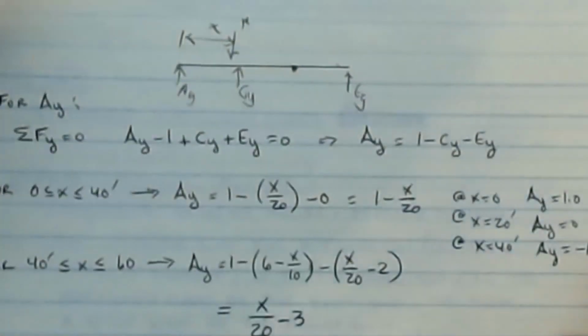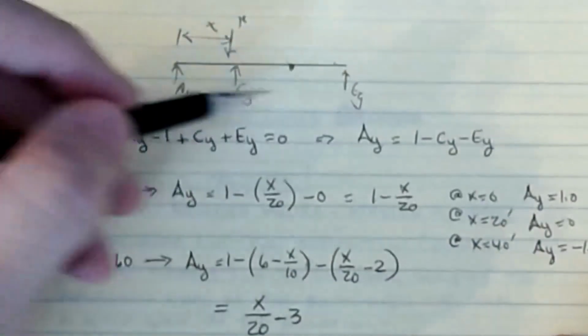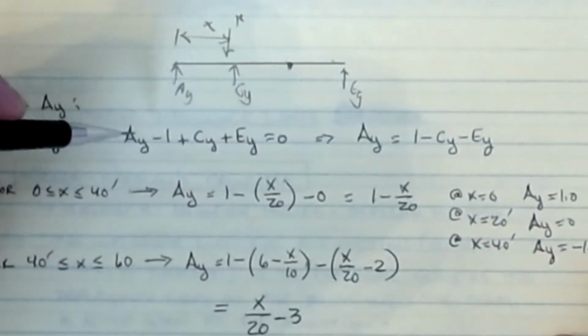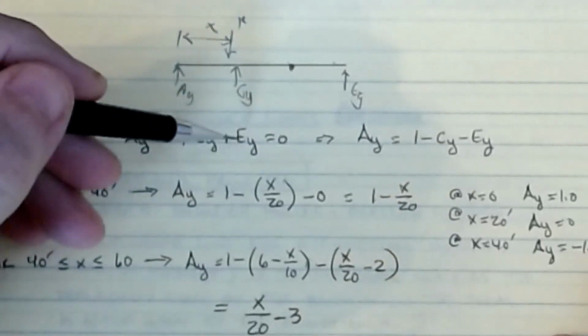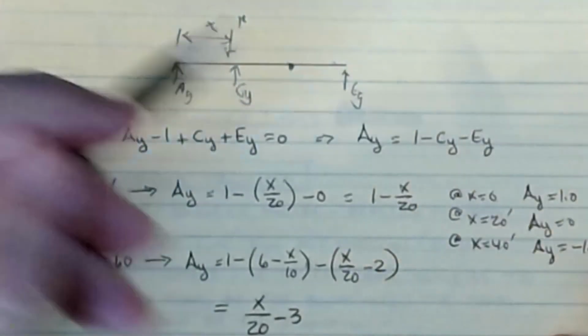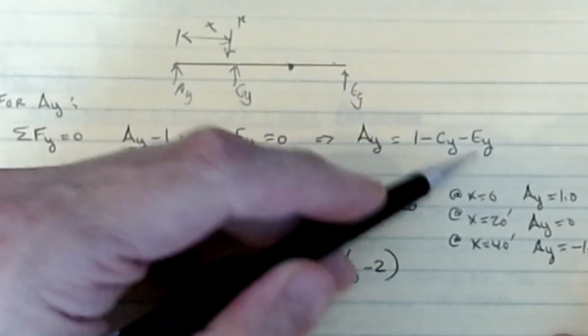And so the reaction generically, even though I haven't plugged in any values of CY and EY, statics says that the sum of forces in the y direction, plus AY minus 1 plus CY plus EY, all have to be equal to 0. So the equation for AY is equal to 1 minus CY minus EY.